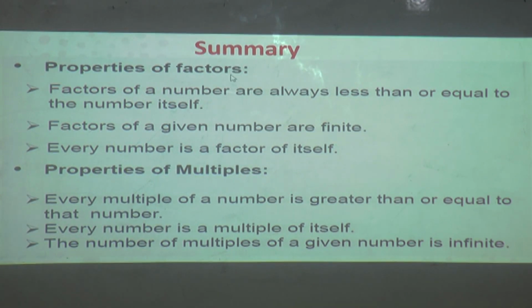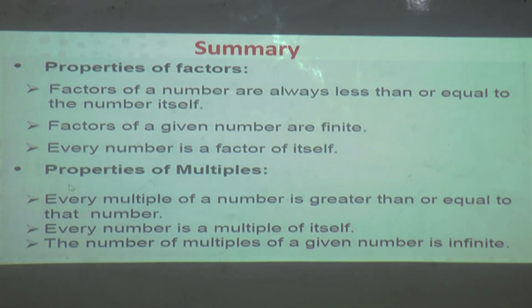Properties of factors. Factors of a number are always less than or equal to the number itself. As we have seen, factors of a number are always less than or equal to the number itself. Factors of a given number are finite, means it has a limited number of factors. Every number is a factor of itself. These were the properties of factors.